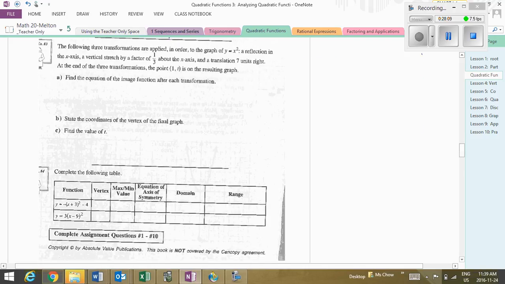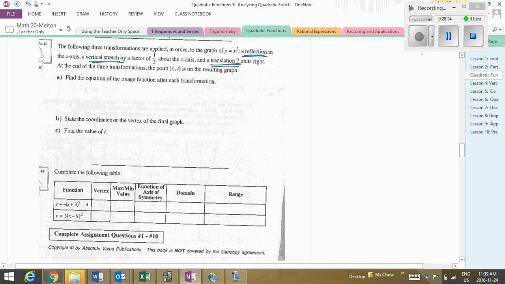Okay, let's take a look at class example number 3, and it says the following 3 transformations are applied in order to the graph of y equals x squared. So we've got a reflection, and then we have a vertical stretch, and then we also have a translation as well. At the end of 3 transformations, the point (1, t) is on the resulting graph. So find the equation of the image function after each transformation.